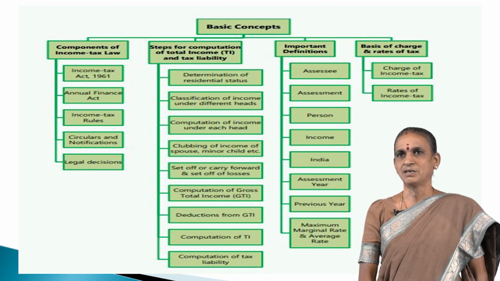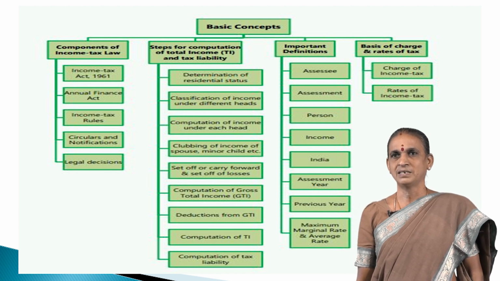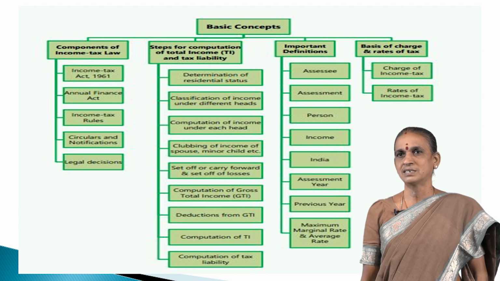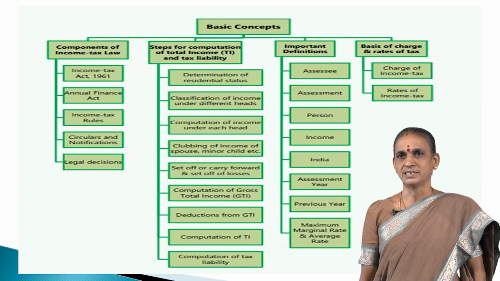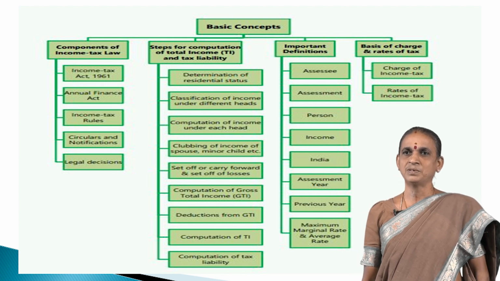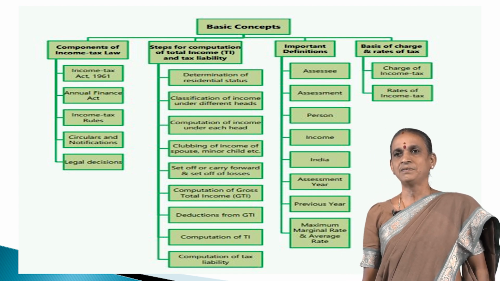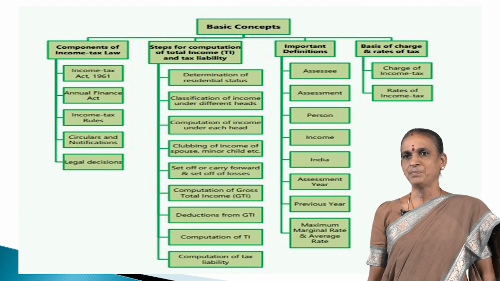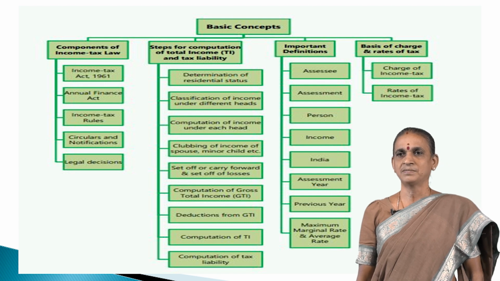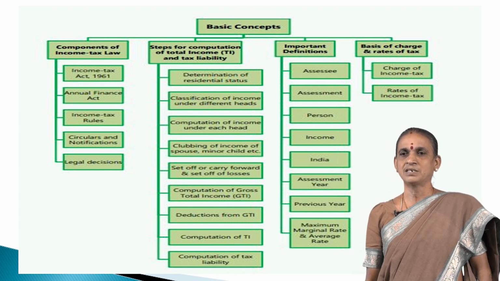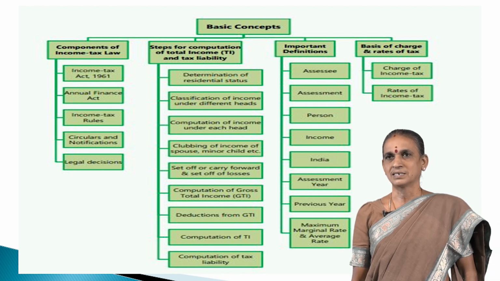Steps for computation of the total income of an assessee and levying of tax liability. First, we have to determine the residential status of the assessee, and we have to classify the income under different heads. After that, we have to compute the total income of an assessee, with clubbing of income, set off and carry forward of losses, computation of gross total income under different heads, and deductions allowed from the gross total income. Then computation of total income, and finally we have to compute the tax liability of an assessee.